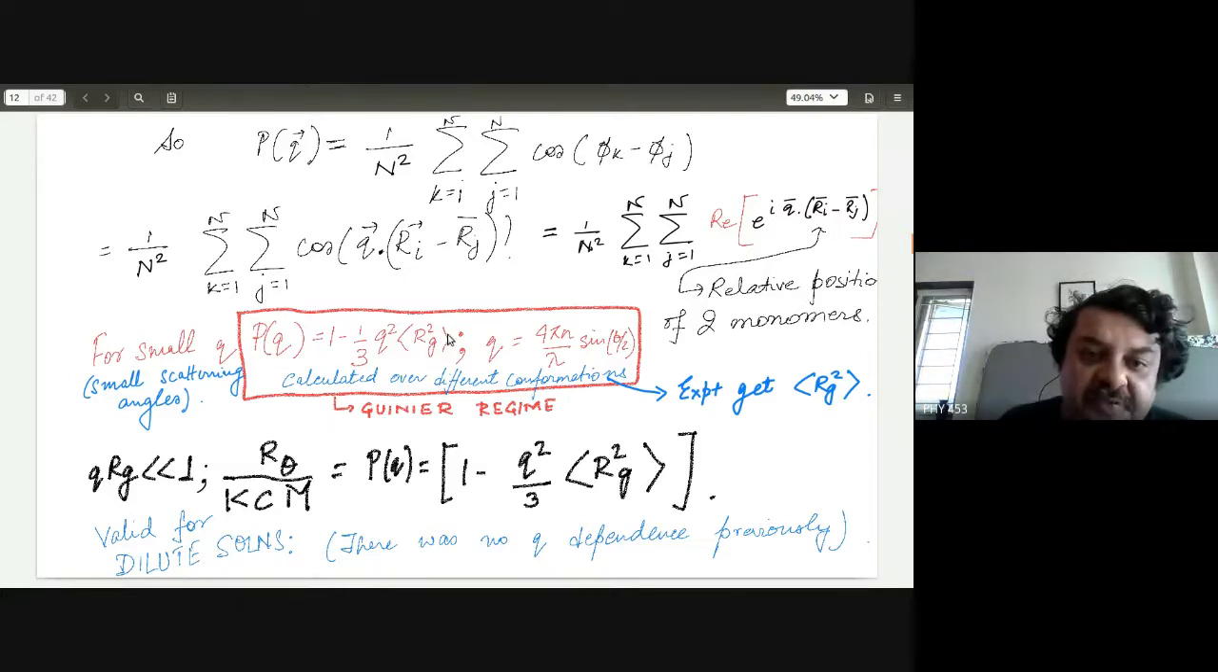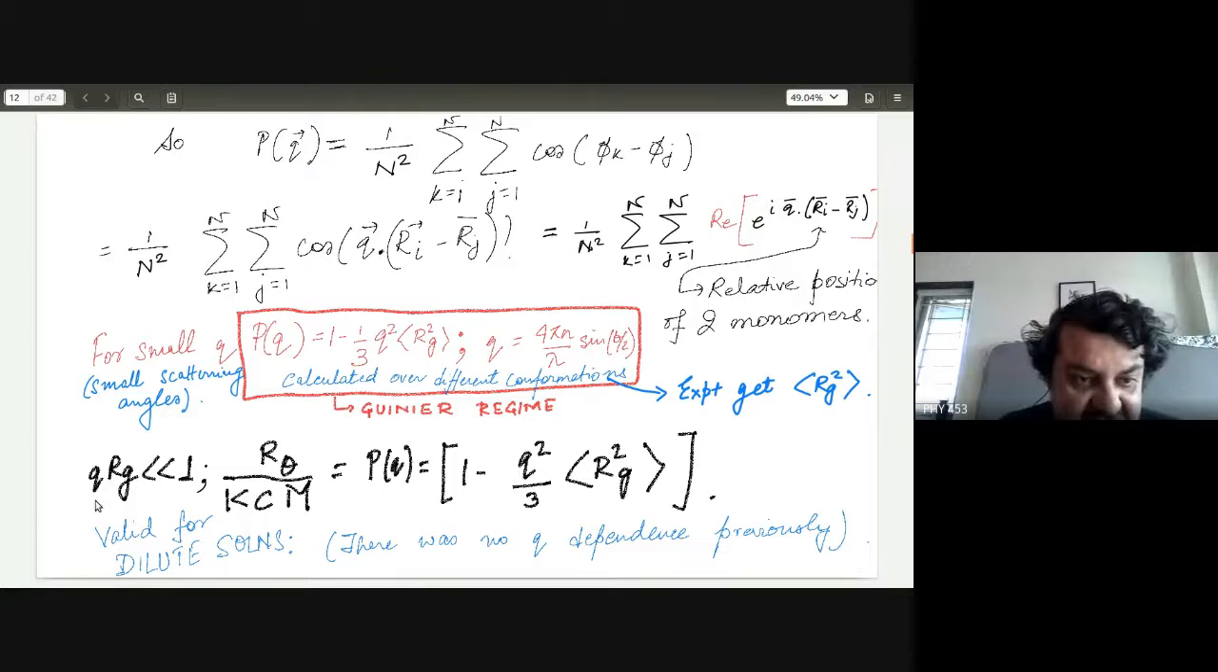And this type of relation can be mathematically worked out, assuming the ideal chain conformation. You basically take all possible conformations, and this is what you get. If experimentally you measure P(q), and for small q you see this 1 minus 1/3 q squared Rg squared behavior, then by fitting you can get Rg squared, the radius of gyration squared. So this is a method to experimentally obtain Rg squared, assuming the ideal chain conformations.